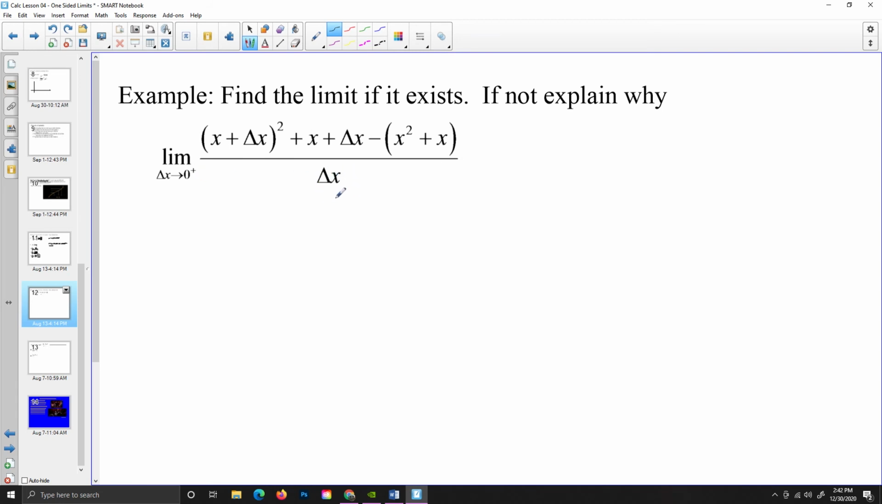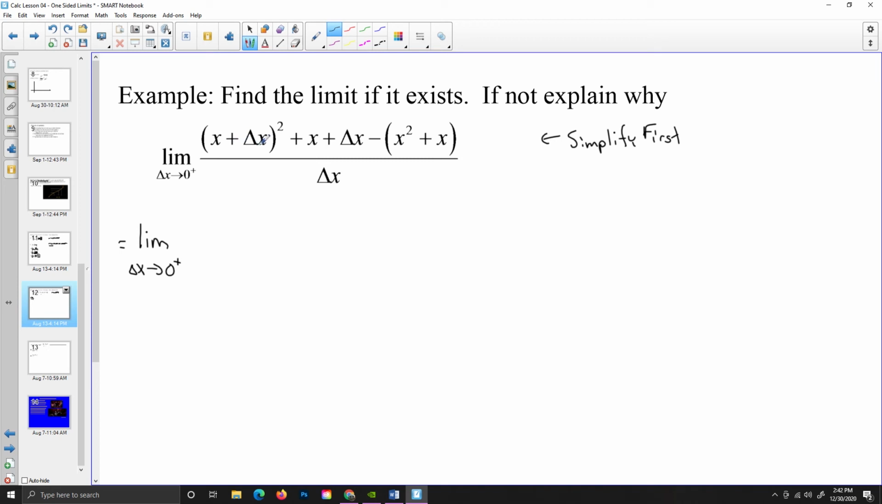Well, I've got delta x in the denominator, so direct substitution is going to give me an undefined. So here's what we're going to do. We're going to try and simplify some of this stuff first. But remember, when I square a binomial, I'm going to have to multiply that out. So we're going to simplify first. And so this is going to be equal to, and again, I haven't taken the limit, so I still have to write the limit.